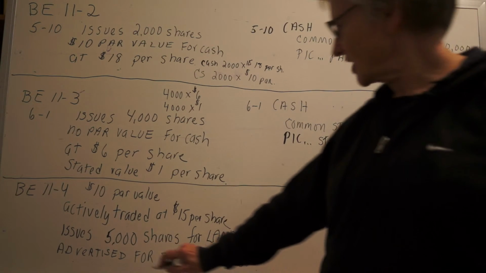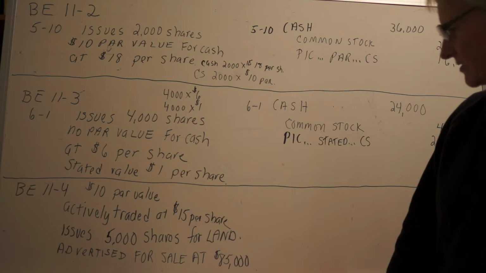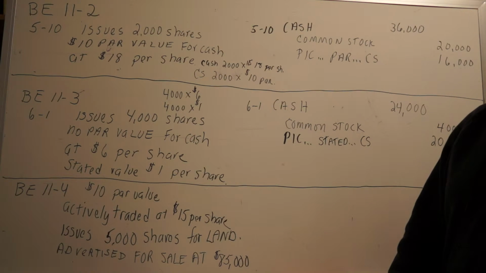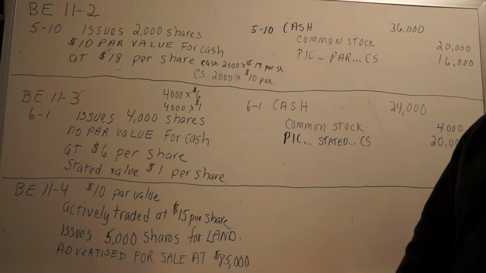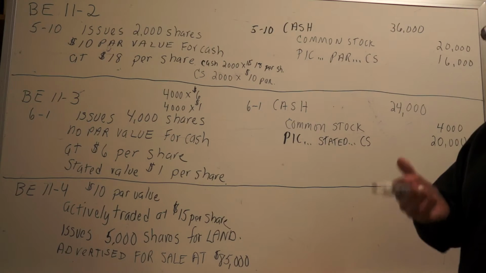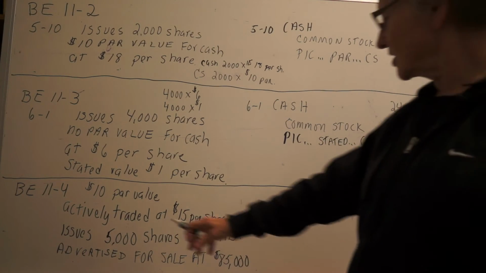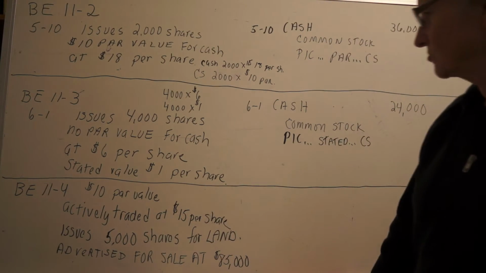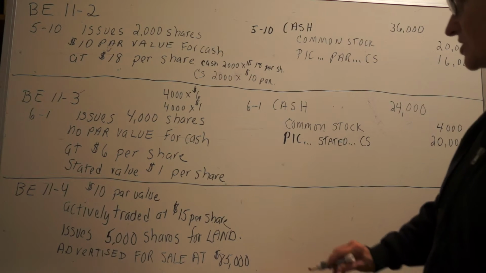We notice that the land is advertised for sale at $85,000, and we know that we cannot use that as a value for the transaction. No list price, no advertised for sale, no I wish it was worth. It has to be a solid value. So where the stock is actively traded, that gives us a fair market value for the transaction.